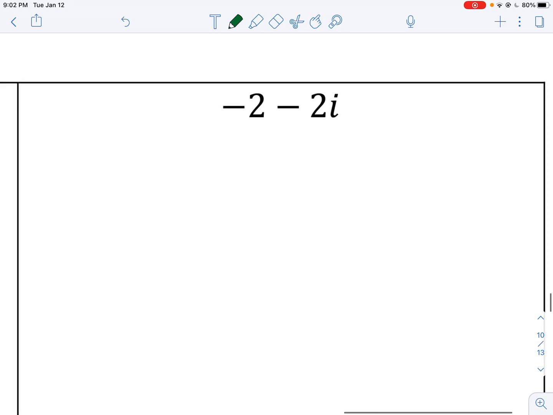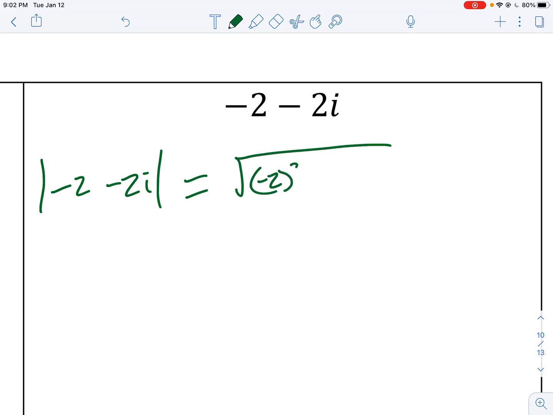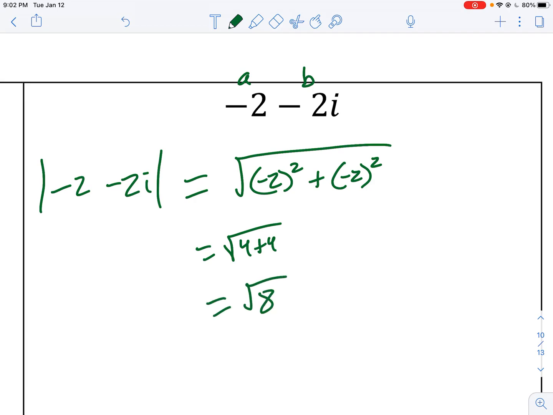And then our last one here, let's work through this one. The modulus of -2 minus 2i is going to be equal to the square root of (-2) squared plus (-2) squared. Right, a is -2, b is -2. You do want to put these in parentheses. If you're not putting them in parentheses, you're missing that important part of the order of operations. But this is going to come out to be 4 plus 4, which is the square root of 8.